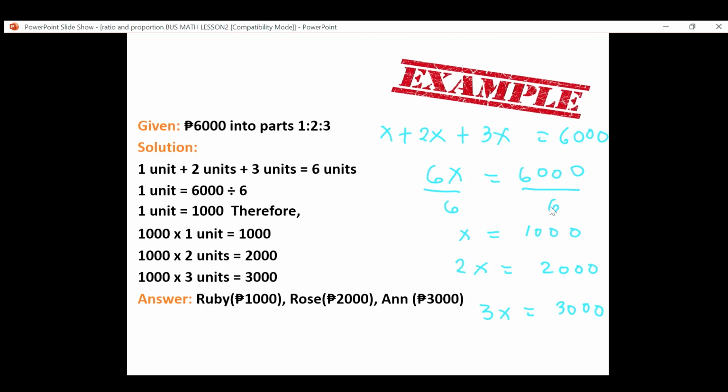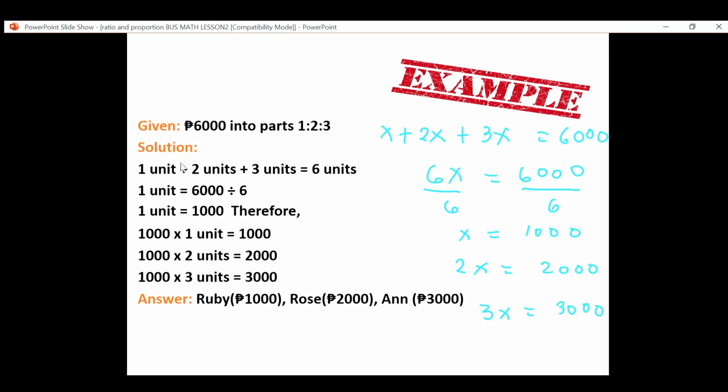So each part, multiply by the common factor. So 2x or 2 times 1,000 is 2,000 for this part. And then 3 times x or 3 times 1,000 for this part. So the answer is 3,000.